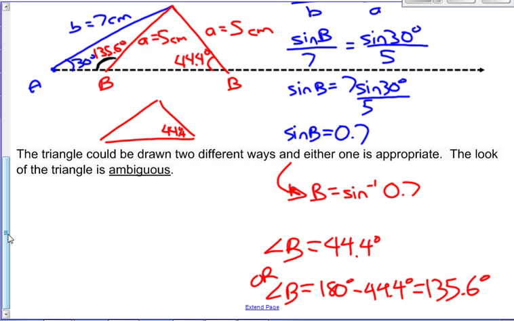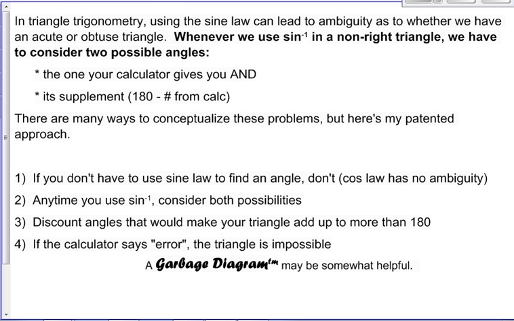So this sounds like a big pain. Sometimes it's suggested that we make scale drawings, and that's really good to see how this looks. But I've got an algebraic technique that I'm going to show you here that may save some trouble. So in triangle trigonometry, using the sine law can lead to ambiguity as to whether we have an acute or obtuse triangle. Whenever we use inverse sine in a non-right triangle, we have to consider two possible angles: the one your calculator gives you and its supplement.